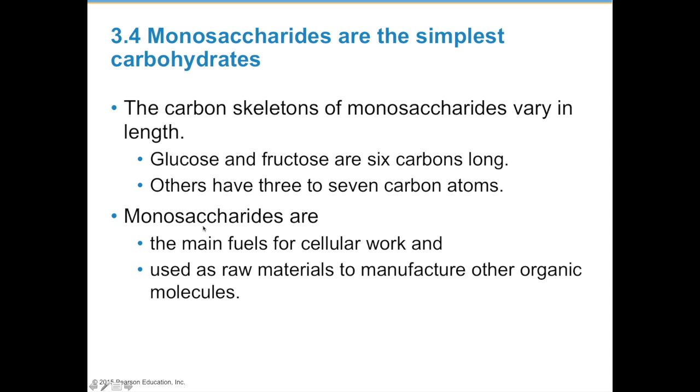The carbon skeleton of monosaccharides varies in length. Glucose and fructose are 6 carbon sugars. Here's some words I want to introduce to you. 6 carbon sugars are called hexose sugars. Others could have 3 to 7 carbon atoms. Monosaccharides are the main fuel of cellular work and are used as raw material to manufacture other organic molecules.